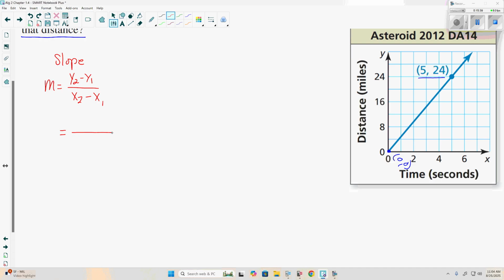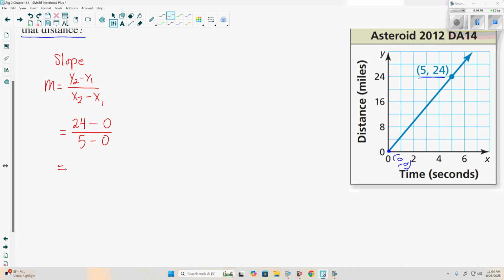So what's the first y value we could use? 24, yes. Its corresponding x value would be 5. So (5, 24). X comes first, y comes second. So we'd have 24 over 5. Since we picked 24 to go first, 5 has to go first. What's our other y value? 0. And its corresponding x value is 0.